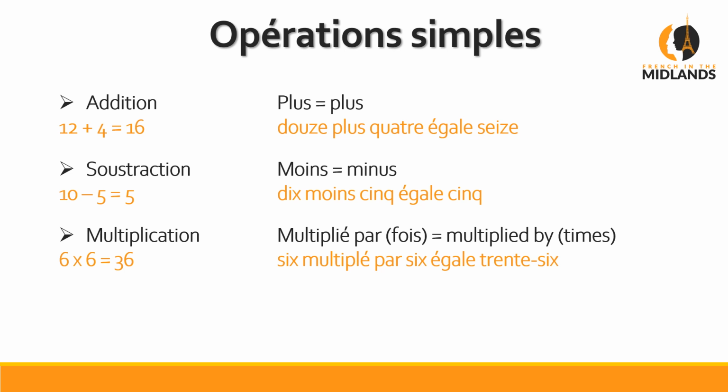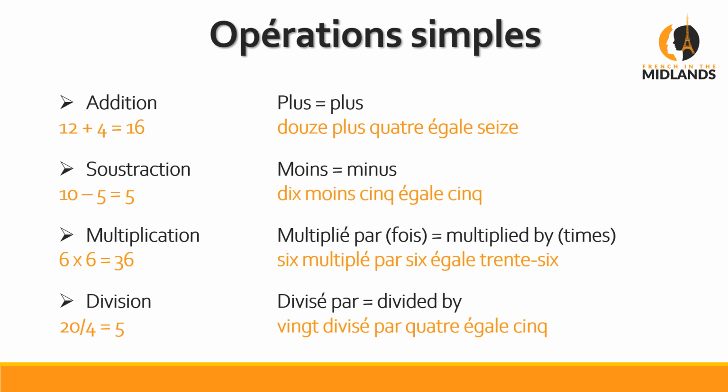For multiplication, the sign is either multiplié par or just fois. Fois is more informal. It's like saying 2 times 6 instead of 2 multiplied by 6. But I'll show you the correct posher way here. So we say 6 multiplié par 6 égale 36. And we have the division, the sign being divisé par. You could say 20 divisé par 4 égale 5.